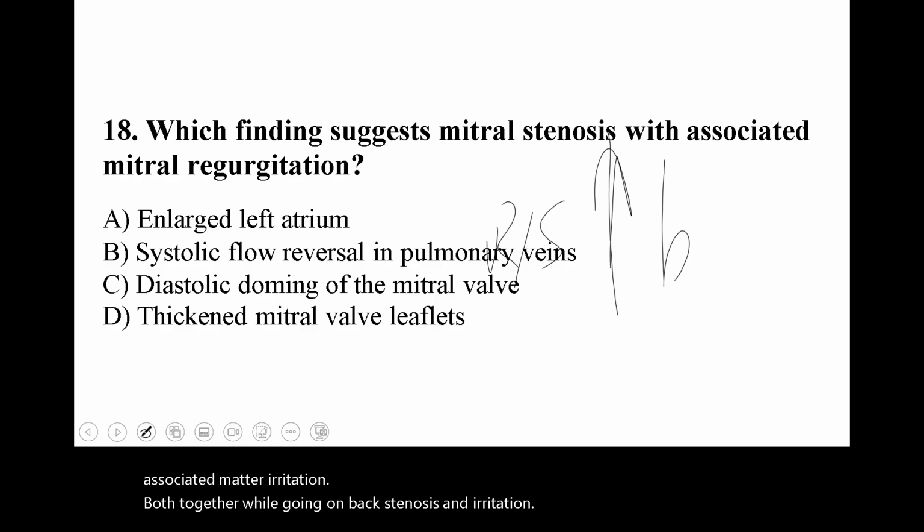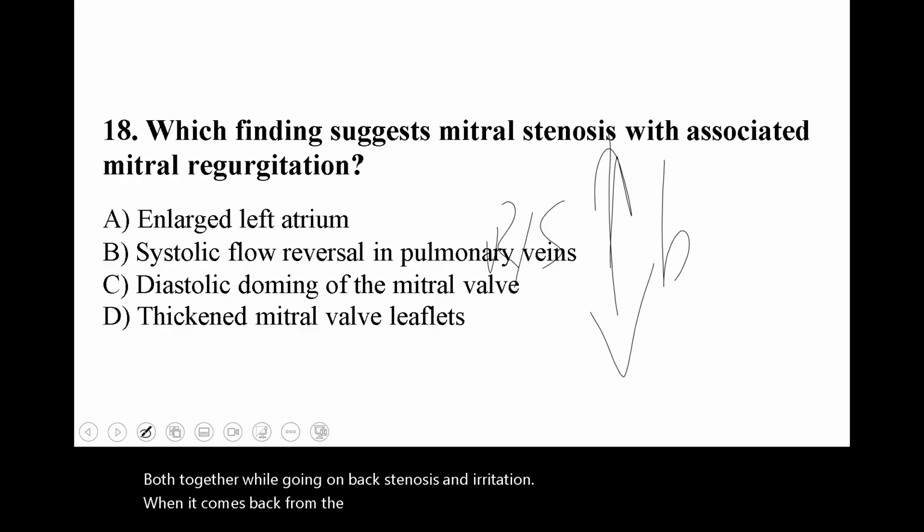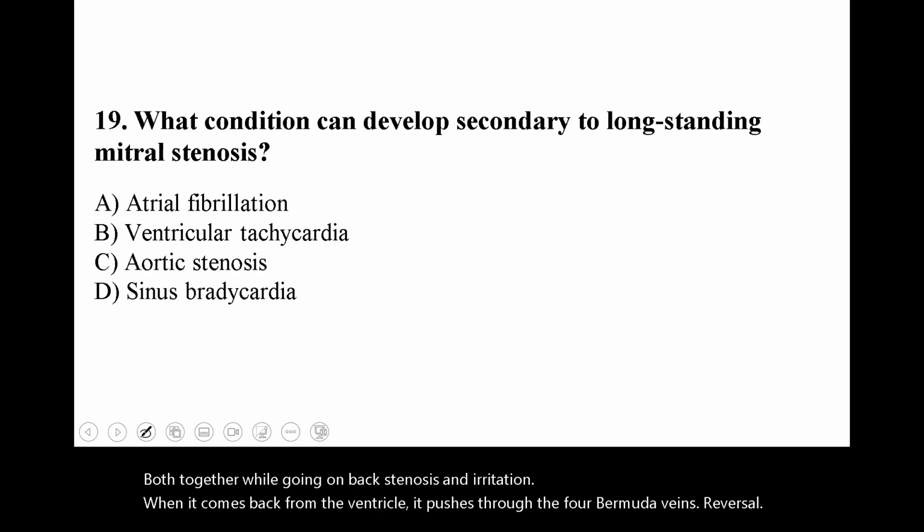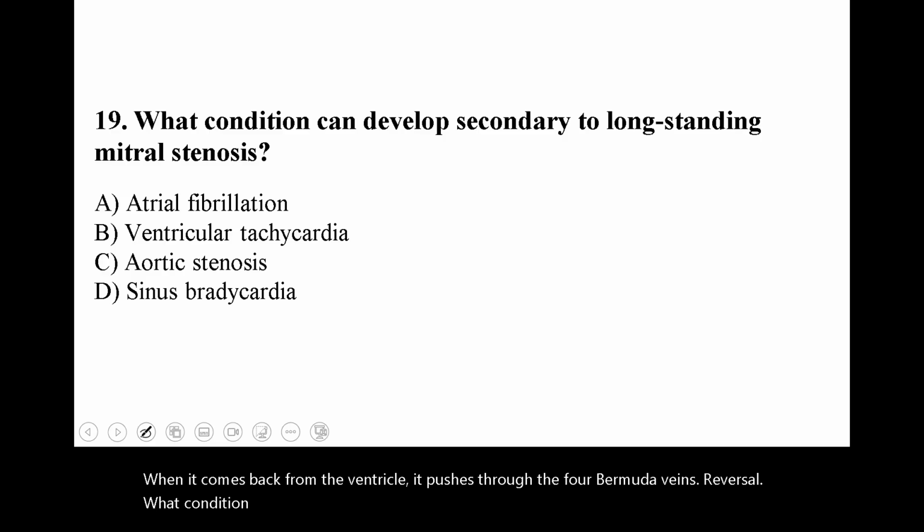When it comes back from the ventricle, it pushes through the four pulmonary veins. Reversal. What condition can develop secondary to long-standing mitral stenosis? Atrial fibrillation, correct. Right answer.